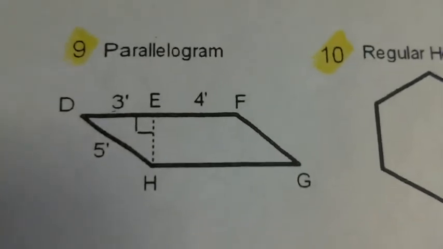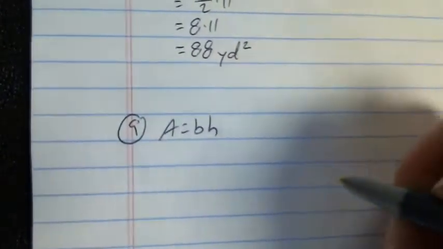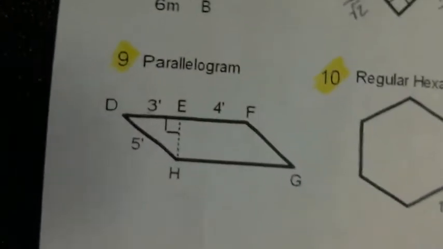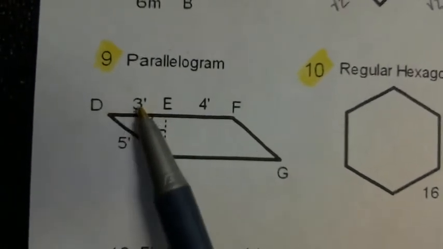All right, we're on question number 9. Parallelogram. Formula: base times height. Find the base, easy enough. That's going to be 3 plus 4, which is 7.